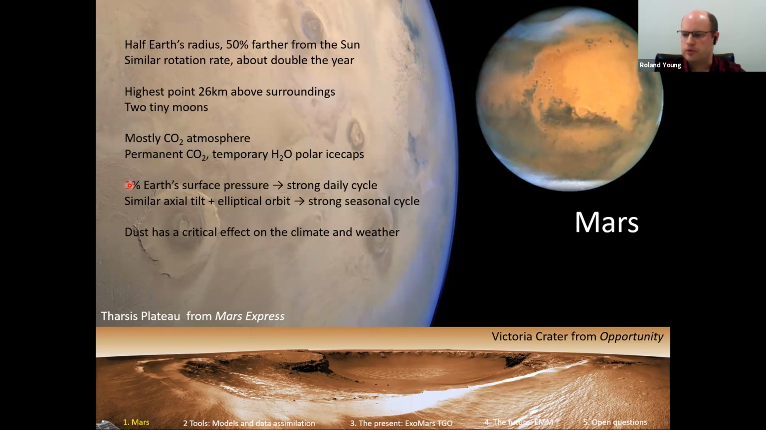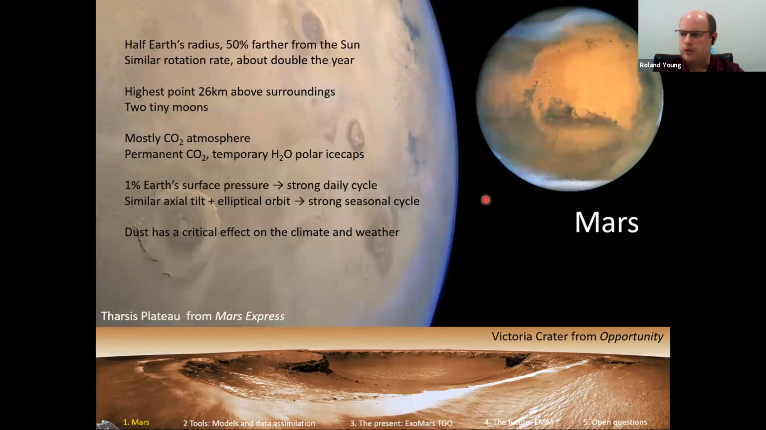And it has two tiny moons, Phobos and Deimos. The atmosphere is primarily composed of carbon dioxide. And as I mentioned, it has two polar caps. You can see these here on the right. And these polar caps are a combination of carbon dioxide ice, which actually condenses from the bulk atmosphere itself, and water. And these are both permanent and seasonal phenomena.